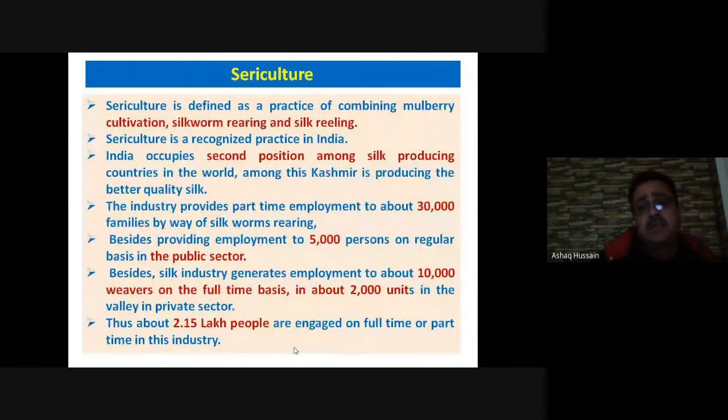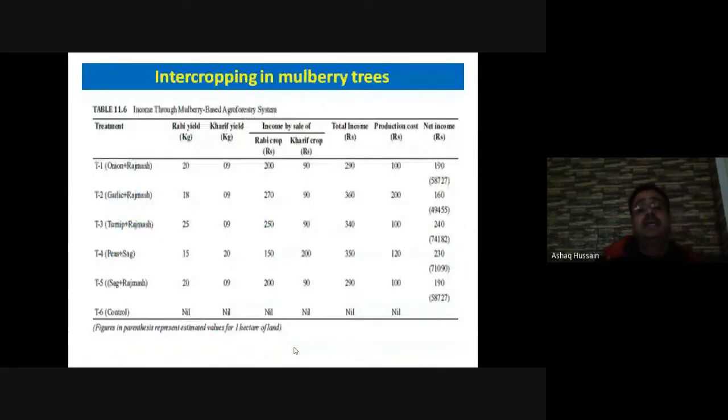This industry provides employment to 30,000 families across the state, and 5,000 persons are also employed in the public sector. Then we also have 10,000 weavers employed in the production of silk fabric. Then 2,000 units exist in our entire valley. Then 2.15 lakh are directly or indirectly engaged with this sericulture industry. Then how is it related to integration, how can we develop integrated farming systems in mulberry orchards?